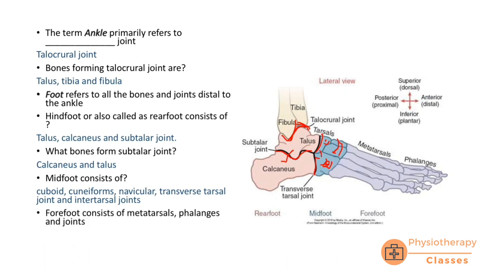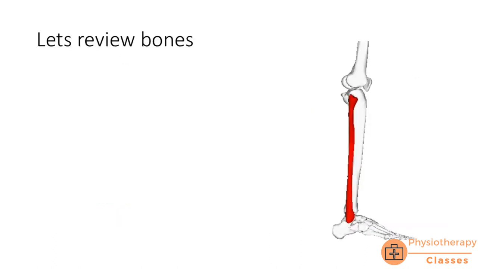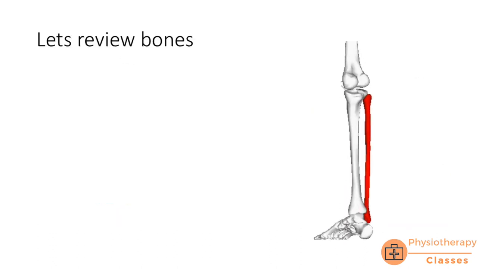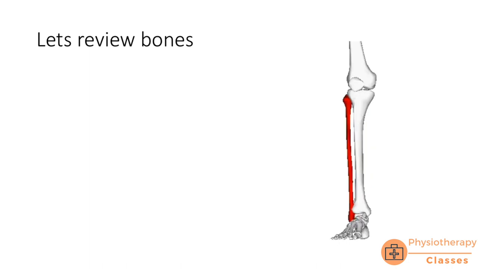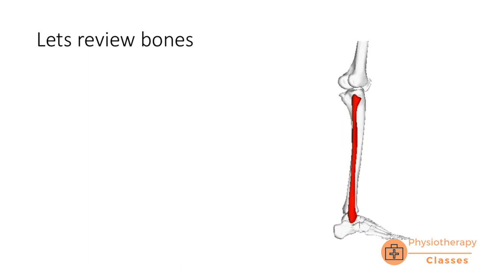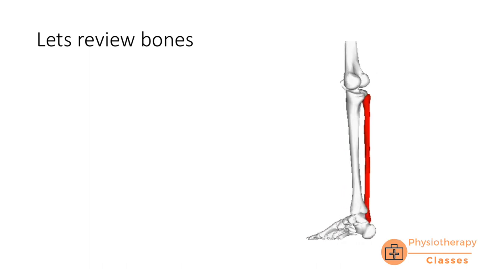Now next is the forefoot. As you can see, the gray section of the foot is called the forefoot, which consists of the metatarsals and phalanges. So we have five metatarsals, five proximal phalanges, four middle phalanges and five distal phalanges. Now let's review the bones one by one, just the basics about the bones to understand the joints, and later on we can discuss the osteokinematics.